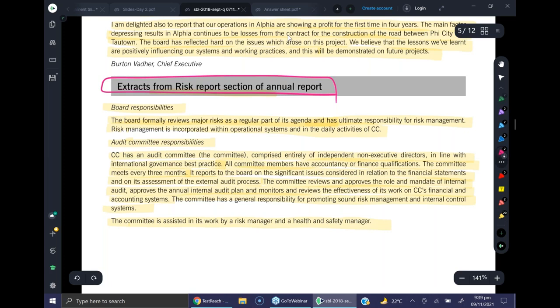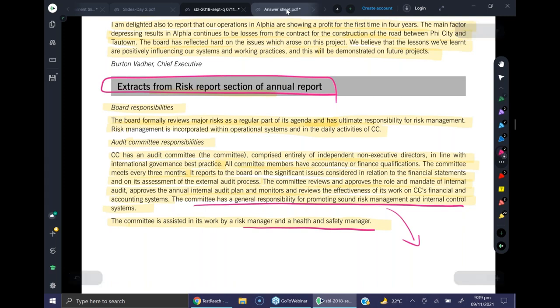Okay, so this says that the committee has a responsibility towards risk management and is assisted by a risk manager and a health and safety manager. So audit committee is kind of responsible for reviewing the entire risk management at CC. Is that so? Quick answers are appreciated, please.